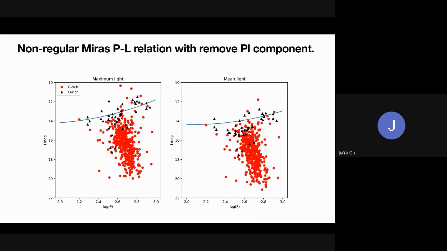But if we remove the long-term part, we can see that the data of the oxygen-rich sequence will be close to the PL relation function from our fitting, for both the maximum light and the mean light. But for the carbon-rich sequence, when we remove the long-term part, it didn't change anything. The oxygen-rich sequence, when the long-term part is removed, becomes close to the PL relation function.